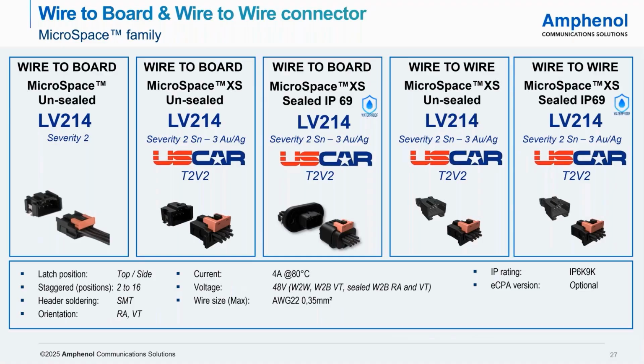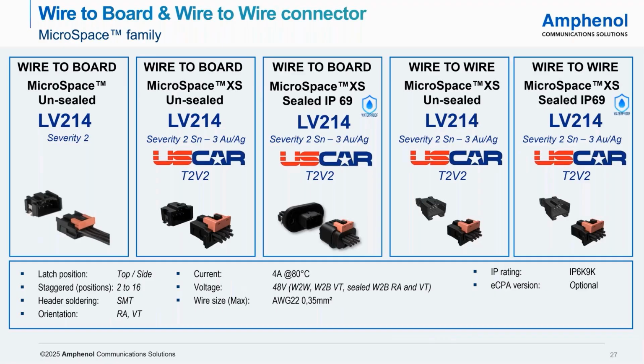The soldering on the PCB side is done by SMT, and you can have a right angled and a vertical version. The wire to meet the 4 amps is an AWG 22, which means 0.35 square millimeter. And although this connector was designed before the 48 volt requirements, we also investigated what kind of voltage we can reach with our connector. Because of what I just explained, that we bent the contacts in between each other on the right angled version and at 1.27 millimeter pitch on the PCB, we cannot meet the 48 volt for the right angled version.